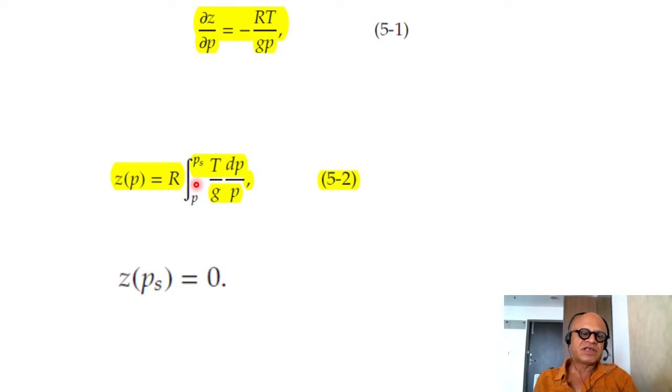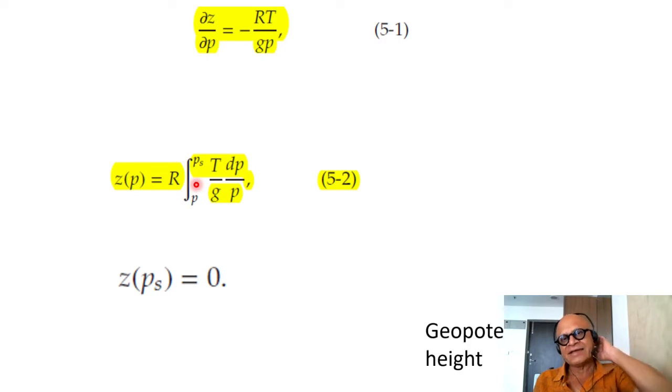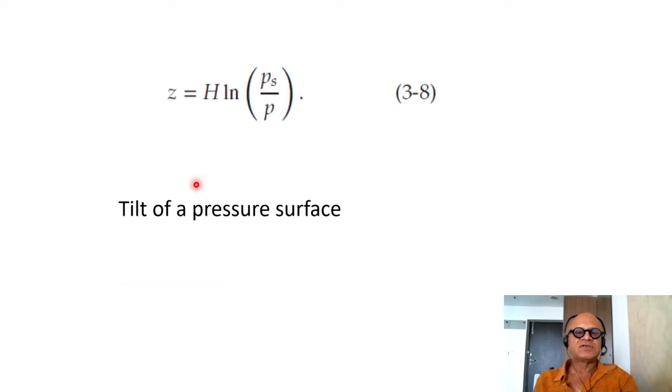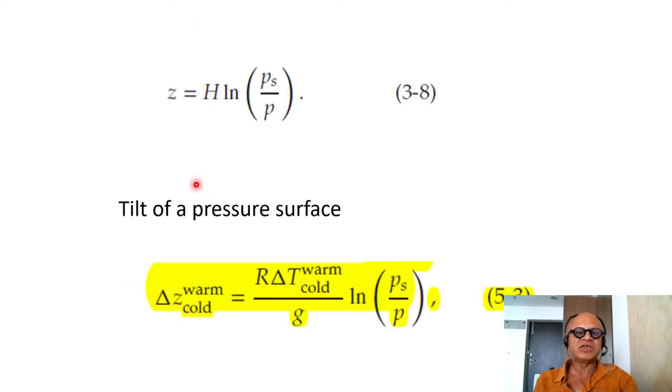So you can set z at ps equal to 0, and that allows you to write height as a function of pressure, which is what we call the geopotential height. Okay, so this is the relation, and you can also compute the tilt of a pressure surface from it.